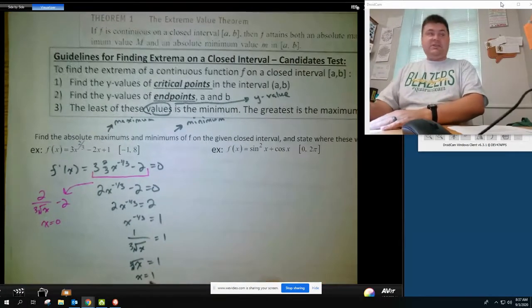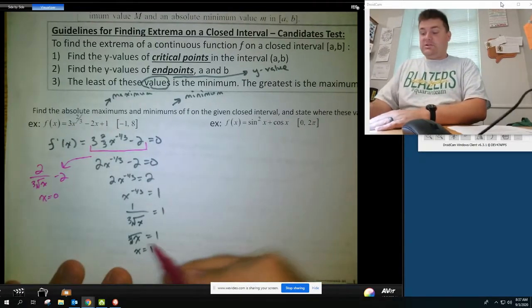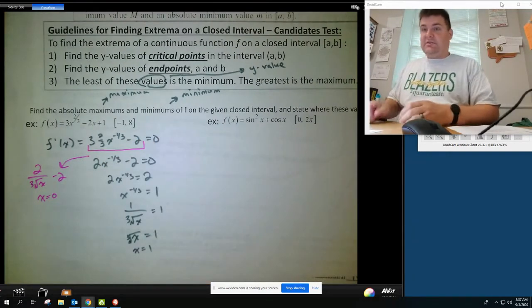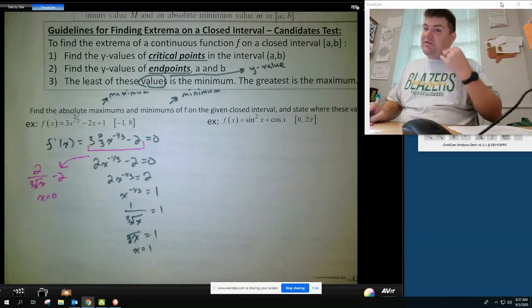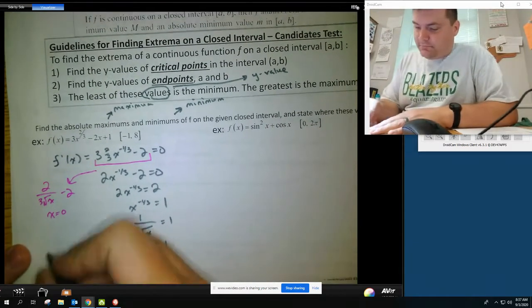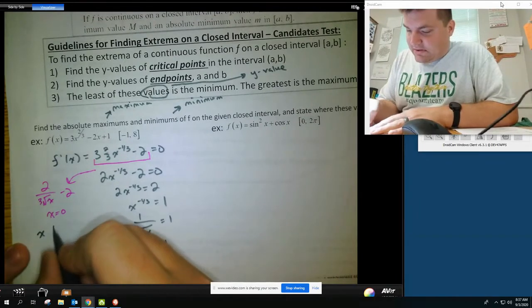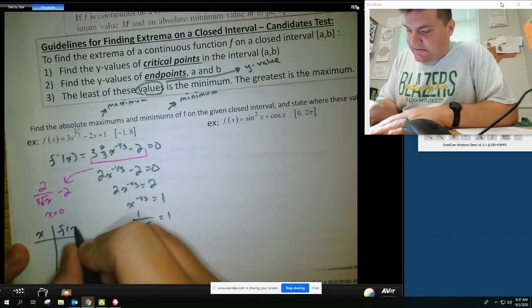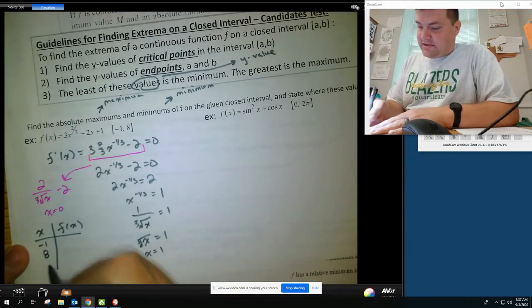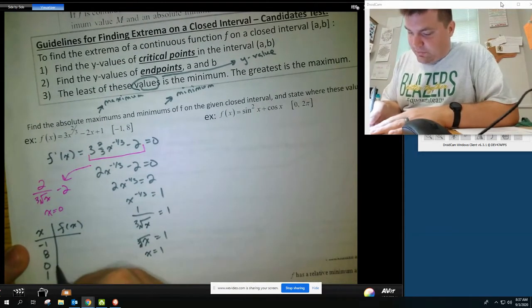So this one has a stationary critical point. Usually people find those pretty easy, and this one's the singular one. So now, I thought I had 3, but actually I really have 4 things to test now. So I'm going to make a little chart. So my x and my f of x. So I'm going to test the endpoints, -1 and 8, and I'm going to test my critical points.